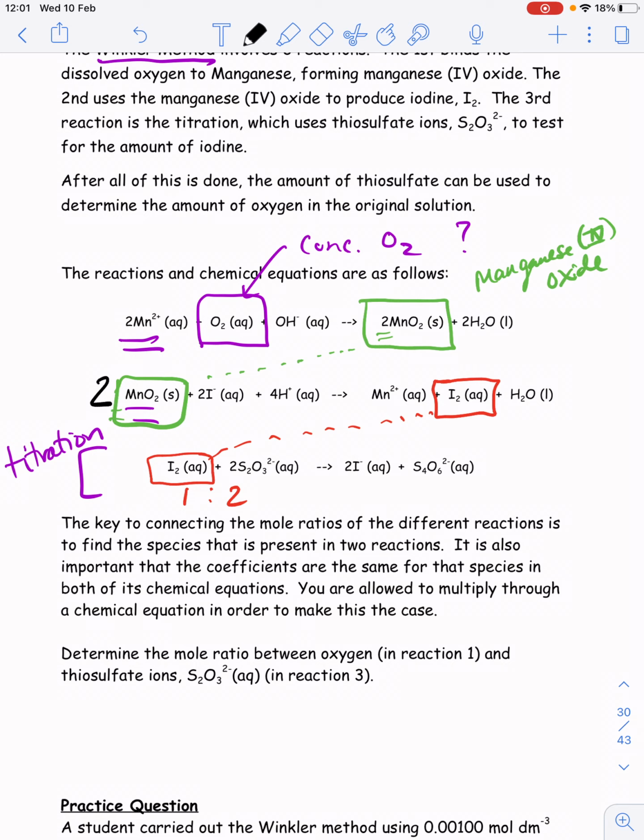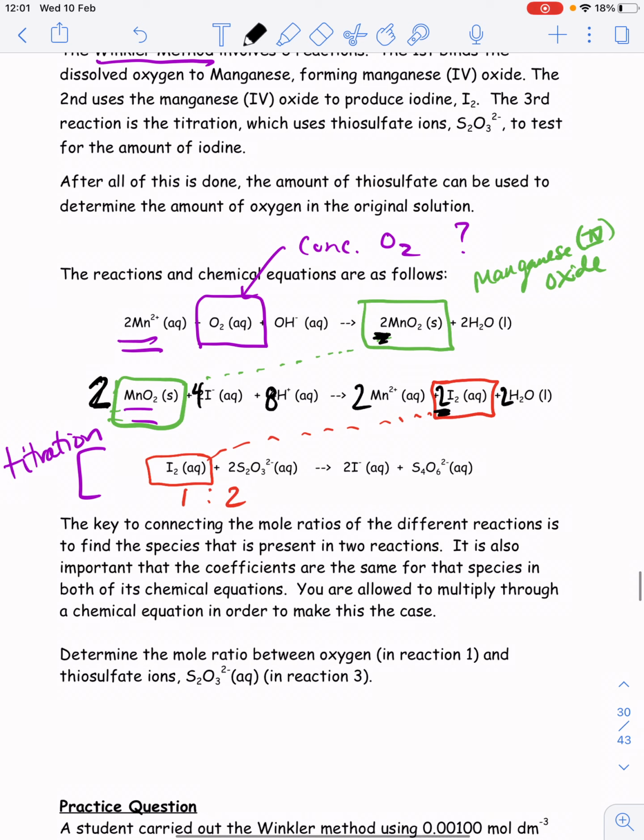Now, yeah, I can go through it one by one. I can double everything if I want to be really careful. But really, the only ones I care about are the iodine and the manganese oxide. So now I've made this a 2 in front of the MnO2, and I did that to match what it looked like in the first equation. That had the knock-on effect of making the iodine have a coefficient of 2.